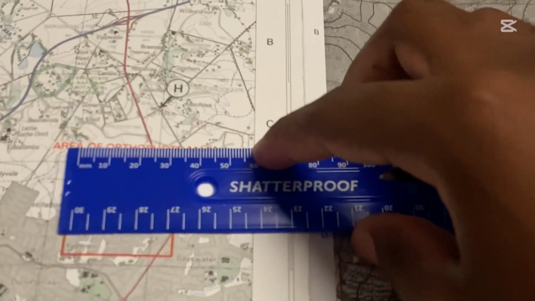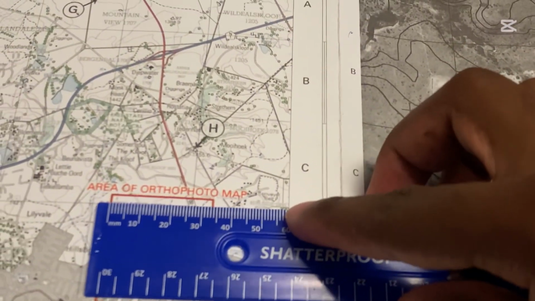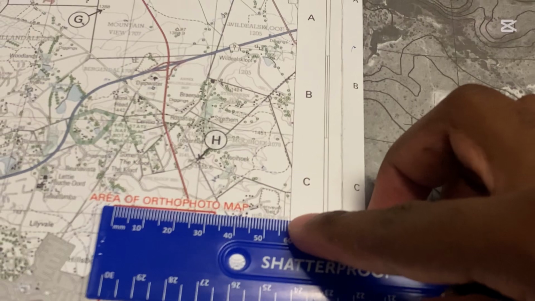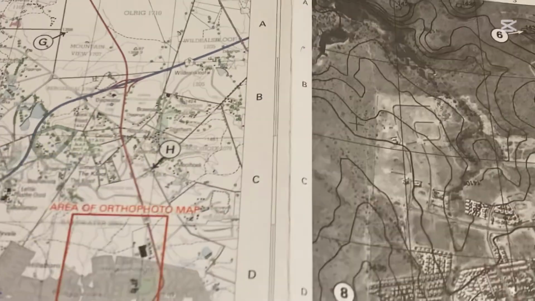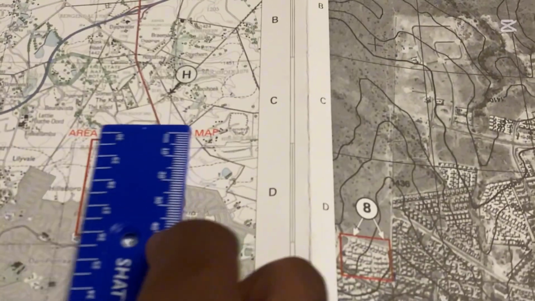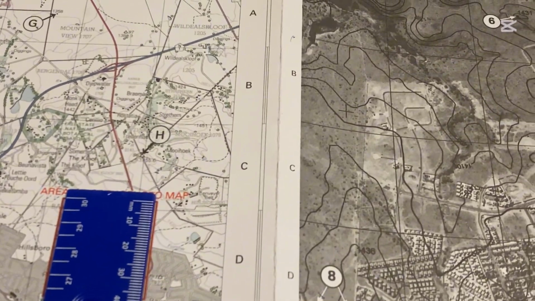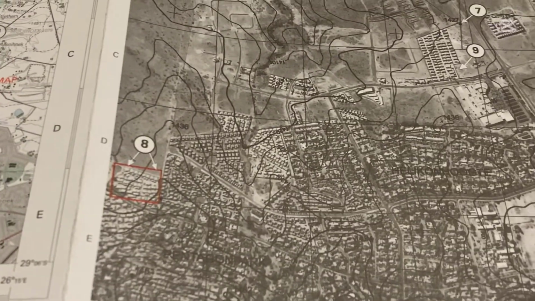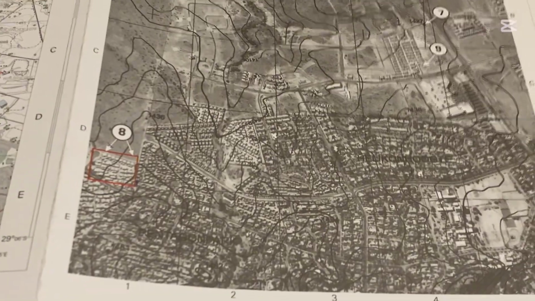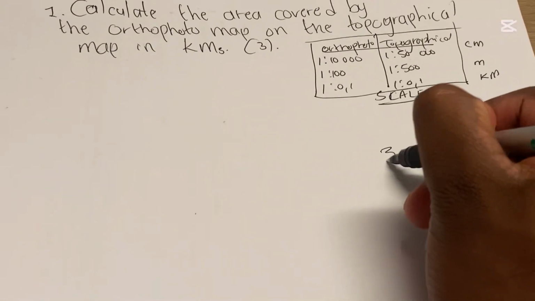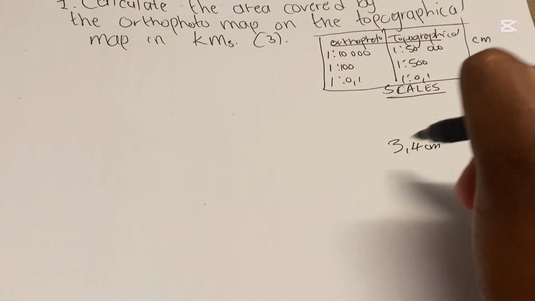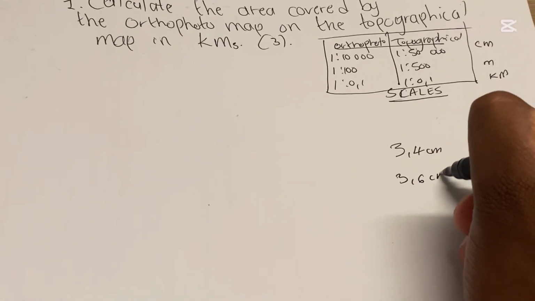So let's measure. At the top, I'm getting a 3,4. And then on the side, let's look at the side, I'm getting a 3,6, 3,7. So I'm working with a 3,4 and a 3,6. So we are working with 3,4 centimeters and 3,6 centimeters.